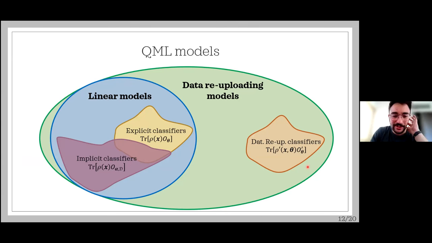What I want to have here is just a picture that summarizes the results that we had. So to start with, we had these explicit and implicit models. Explicit is just this linear model with variational observable. The implicit model is just the kernelization, the kernel form of that type of model. Both are linear models in this feature space.